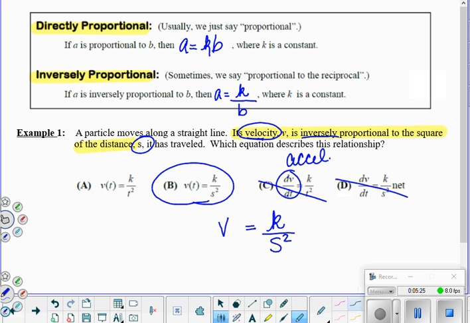And then, well, the first one, it does have the velocity, it does have the constant of proportionality, but it's talking about time squared, where this one talked about S being squared.